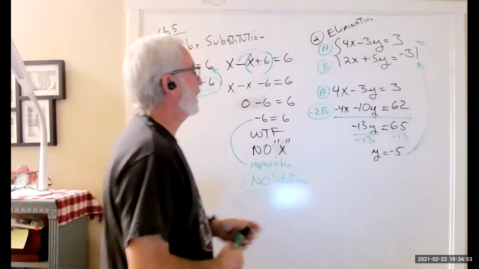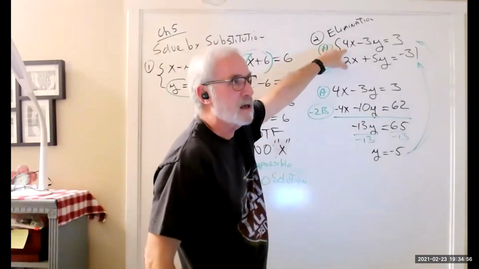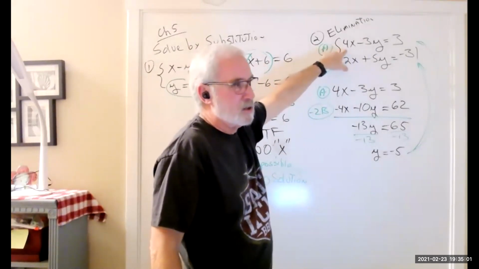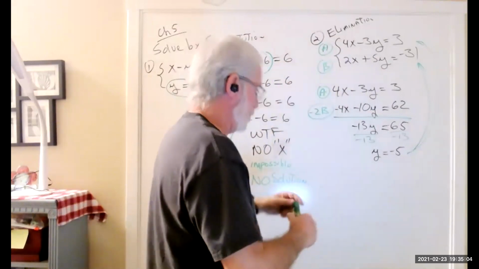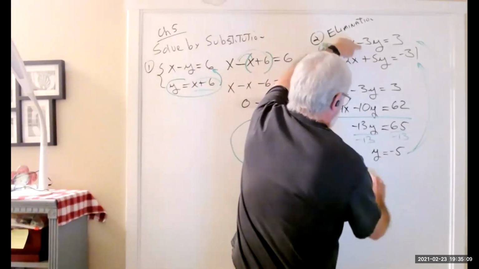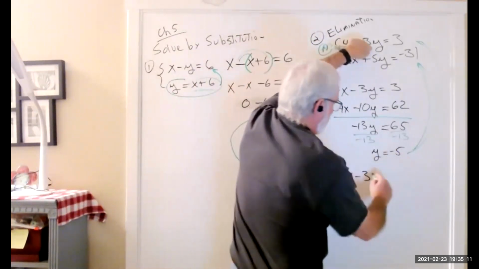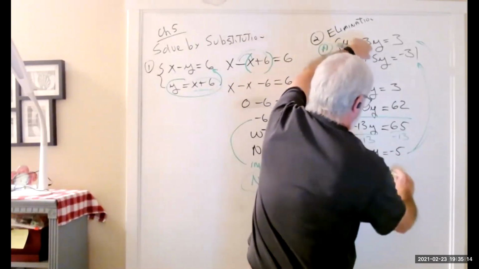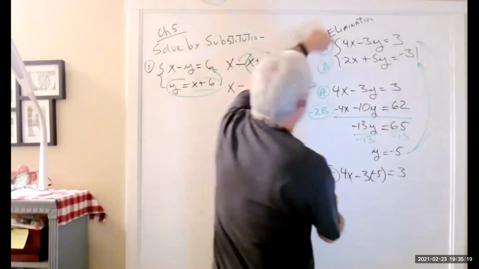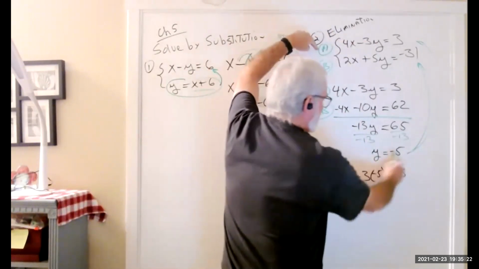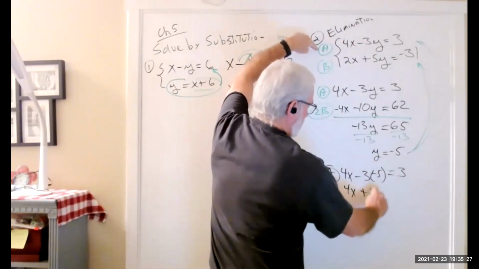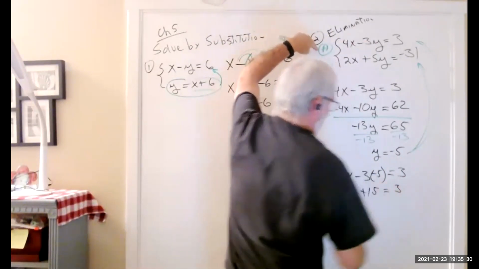I think I'm going to plug it into equation A because it has smaller numbers. That's just my idiosyncrasy. So I'm going to say 4x minus 3 times y, but y is -5, equals 3. So this is equation A right here, and I'm plugging the -5 in for the y value. So I have 4x plus 15 equals 3.